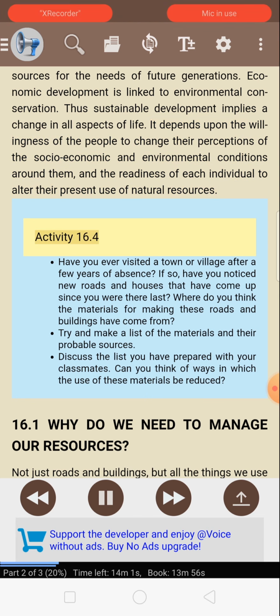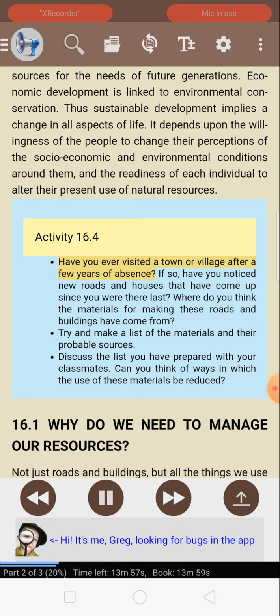Activity 16.4. Have you ever visited a town or village after a few years of absence? If so, have you noticed new roads and houses that have come up since you were there last? Where do you think the materials for making these roads and buildings have come from? Try and make a list of the materials and the probable sources. Discuss the list you have prepared with your classmates. Can you think of ways in which the use of these materials can be reduced?